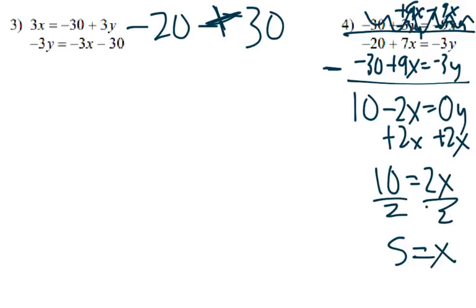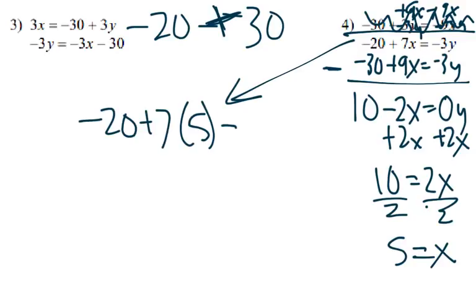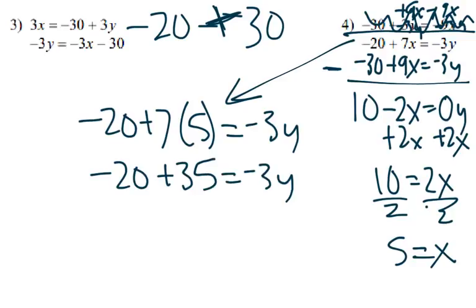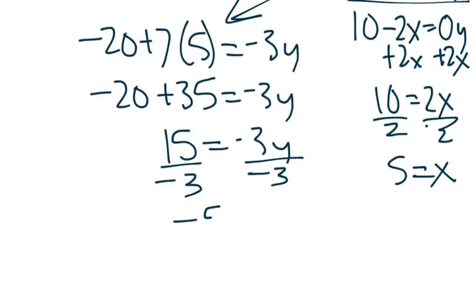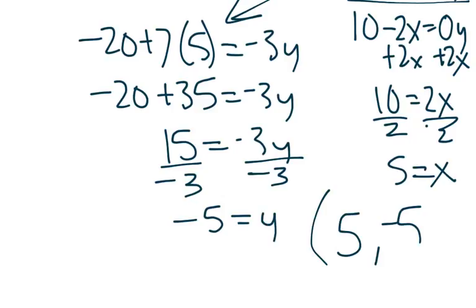Okay, which tells us this is going to have one solution. Pick one of my equations, plug in 5 for x, and solve for y. So -20 plus 35 equals -3y. 15 equals -3y, divide by -3, and we get -5 equals y. So our answer intersects at 5, -5.